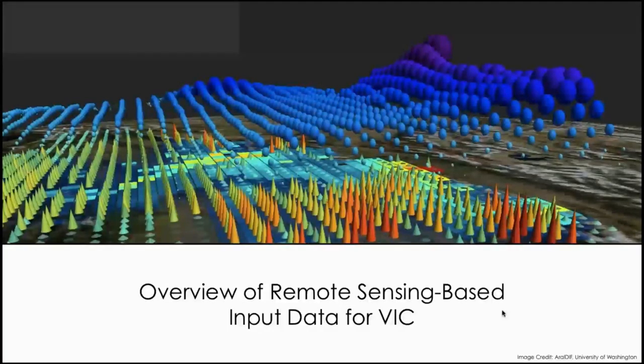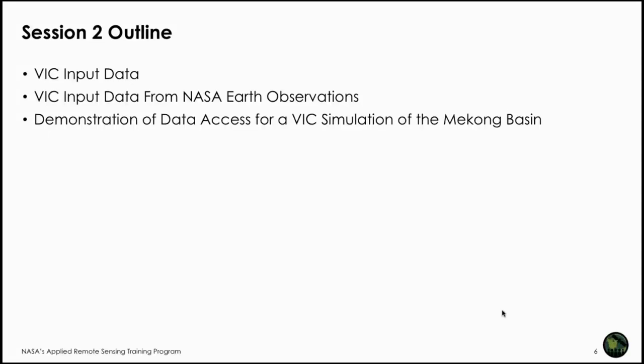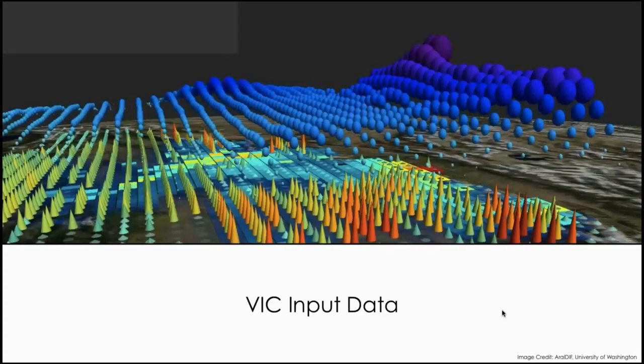So with that, we're going to start today's session. We will first have an overview of remote sensing based input data for VIC, so we will see exactly what data are required in what form. Then we will go back and look at what Earth observations are there which provide these data either directly or indirectly. And then we will have a demonstration of how to access this data and how to get it for the region of interest, in this case, the Mekong Basin.